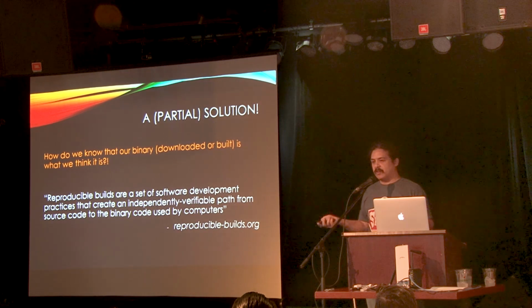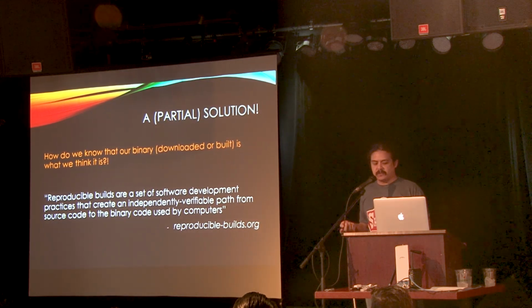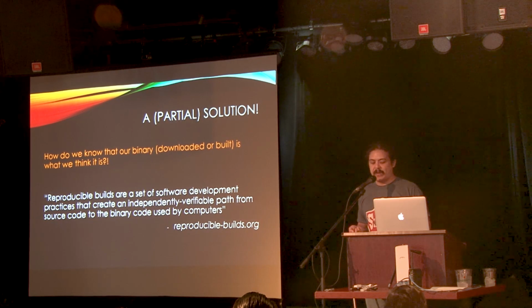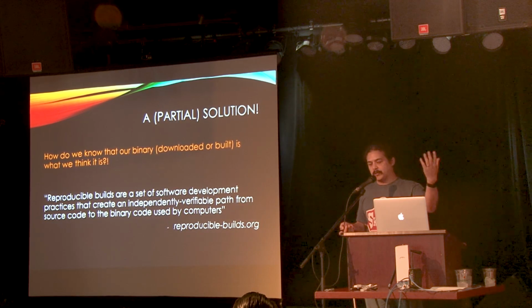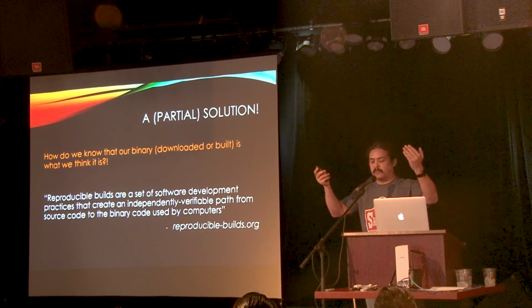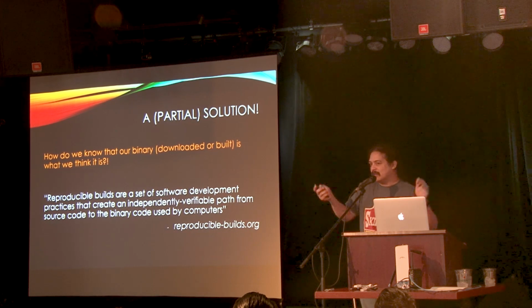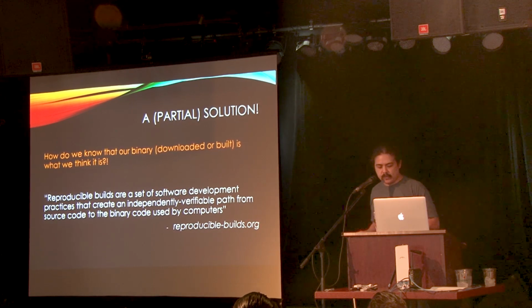I've stolen this straight from the reproducible-builds.org website, but the long and short of it is, it's a set of software development practices that create an independently verifiable path from the source code that we first write, that's human readable, to the binary code being used by the computers, so the unreadable blob. I don't know how many of you can read binary, but I certainly can't.